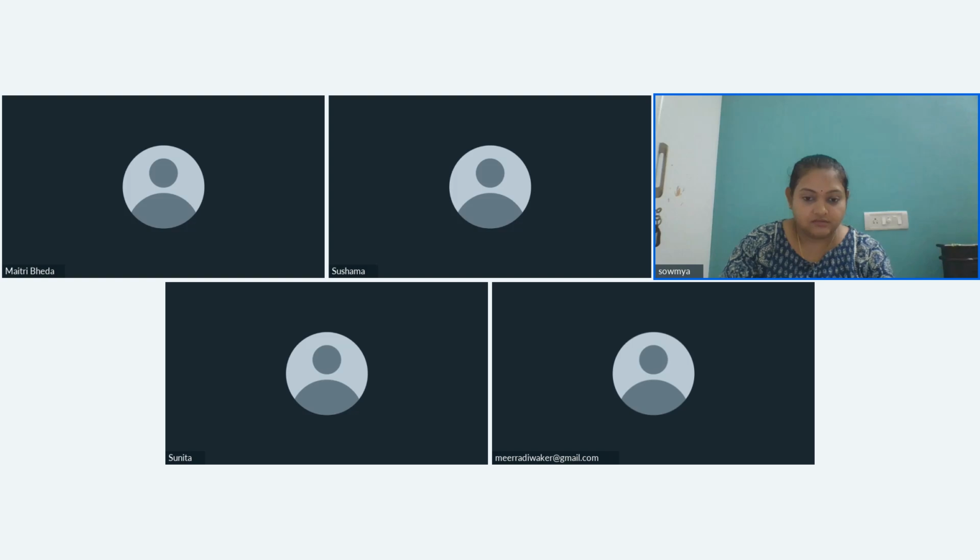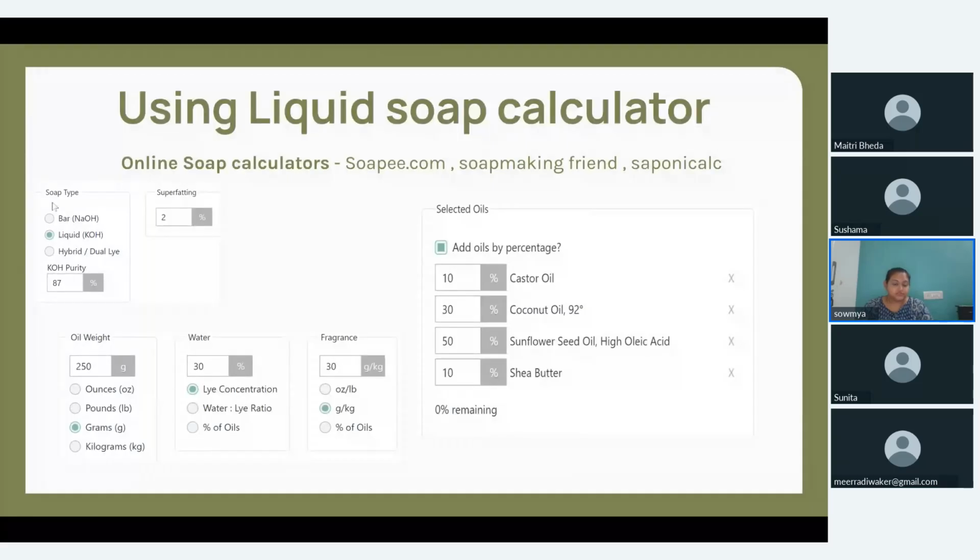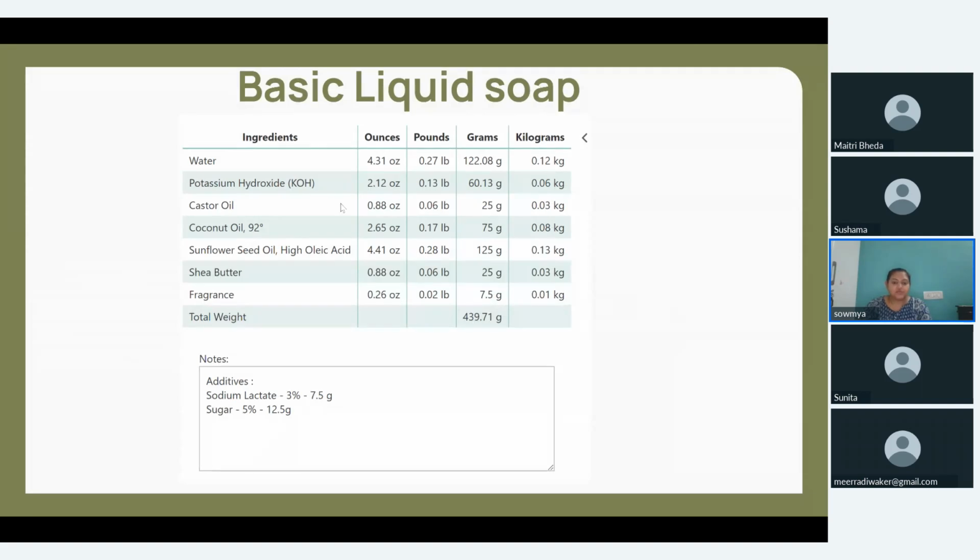Let me share the screen again. So that is what I have just placed, the pictures of all this. First you will need to select the soap type, superfatting, oil weight. You will check your water, then fragrances. Then you will select the oils, and then you will give calculate. It will calculate everything and give you how much weight you need to take for each oil.